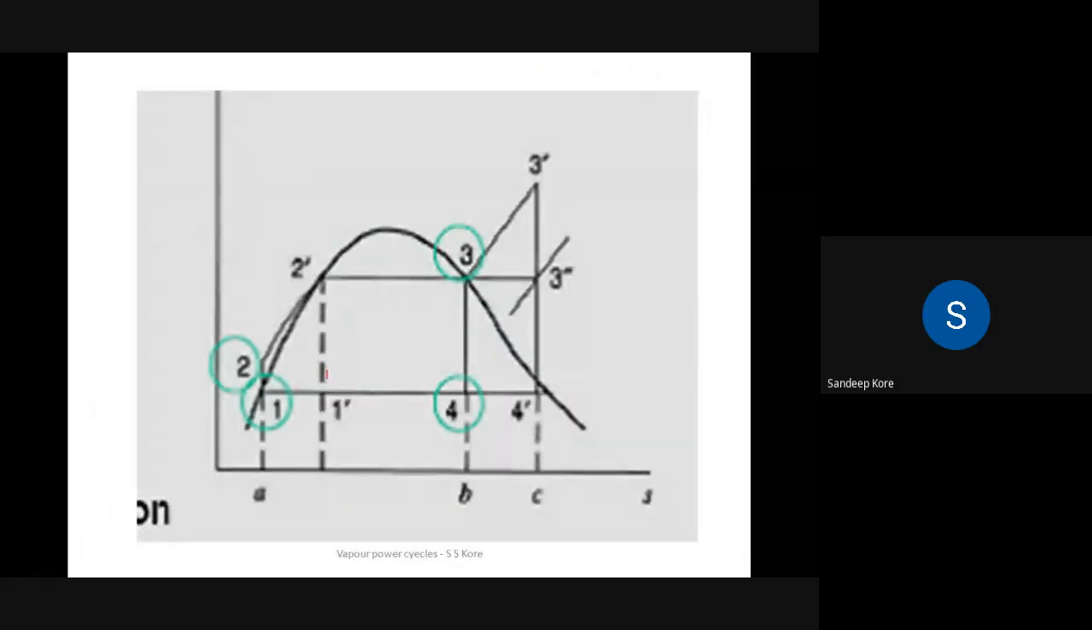Now with this TS diagram, there may be a number of doubts, but you are not opening up, I think. Yes.